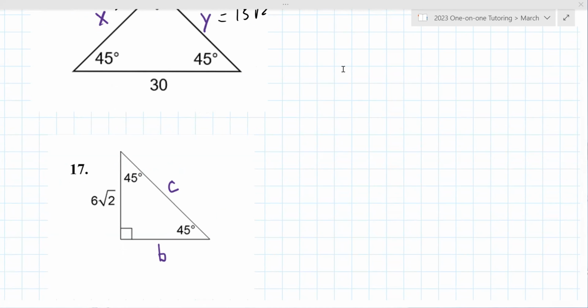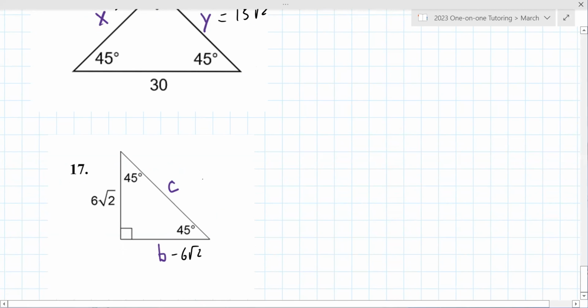So in this one, the other leg is 6 square root 2, like b is 6 square root 2. And then it'd be 6 square root 2 times square root 2. So then it'd be 6 square root 4, but we can't leave it like that. That's right.